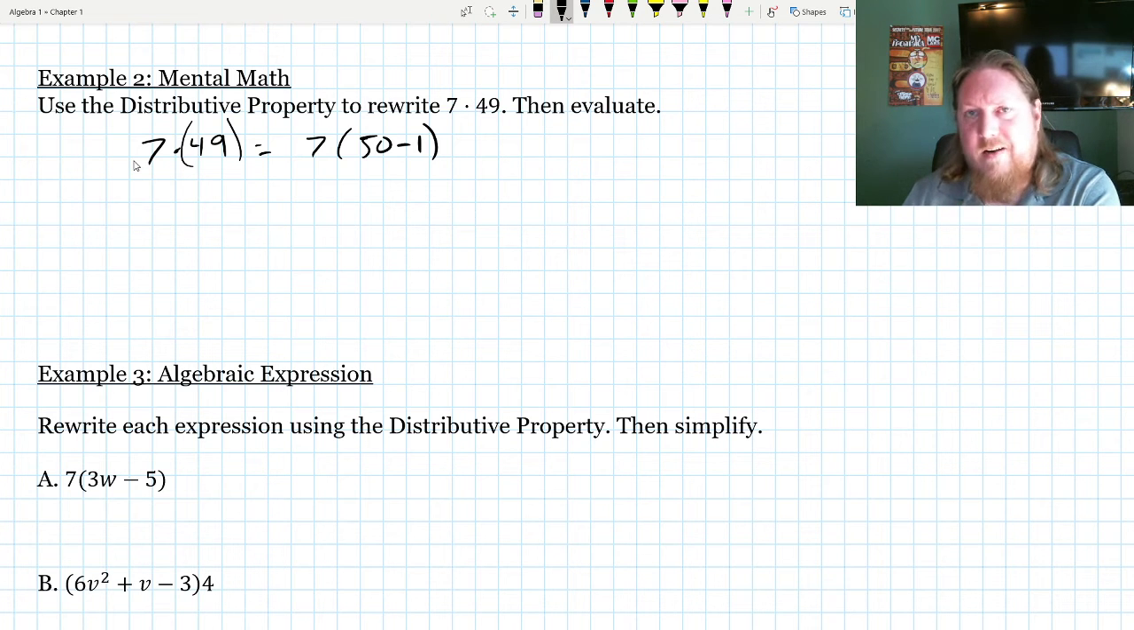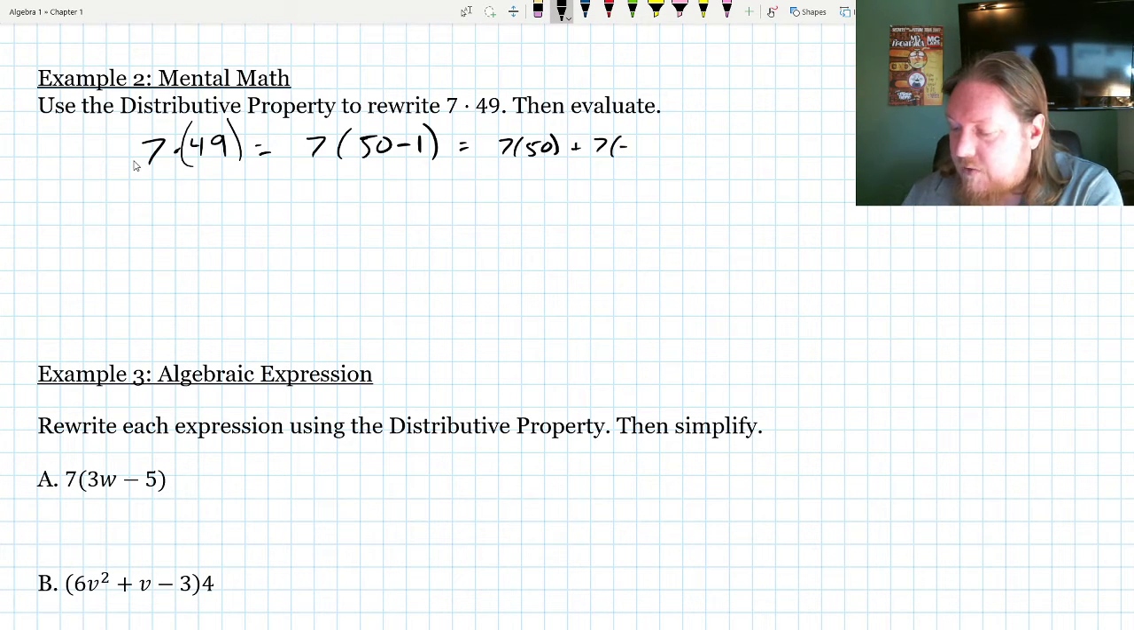So when I multiply by negative 1, it just becomes the negative version of that number. So I have 7 times 50 plus 7 times negative 1. 7 times 50 is 350. 7 times negative 1 is negative 7. And so 350 minus 7 is 343.